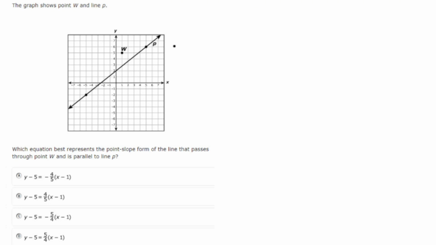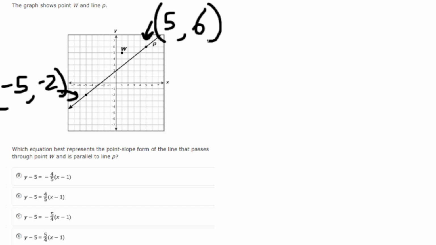Looking at the graph, the graph has this line, which is line P. The graph gives us this dot, and also W. Let's label things before we underline anything. I'm going to label these points right here. So here I have -5 and -2. That's for this point. And for this point right here, I have 5, 6. So that's what I have, right?